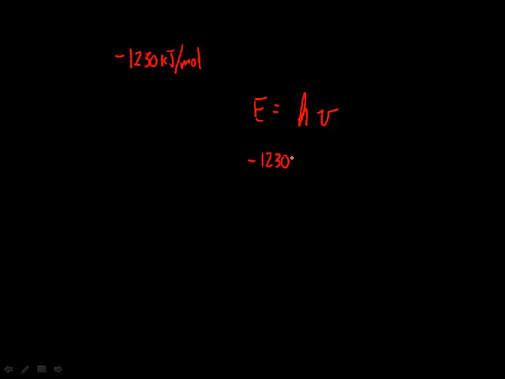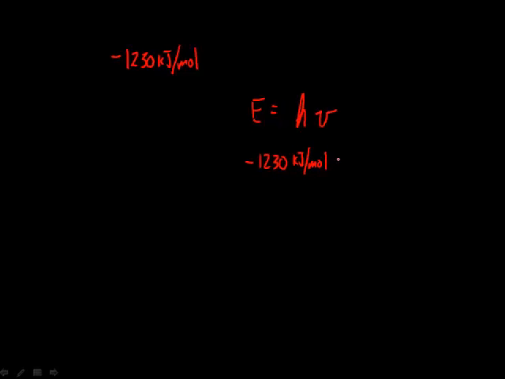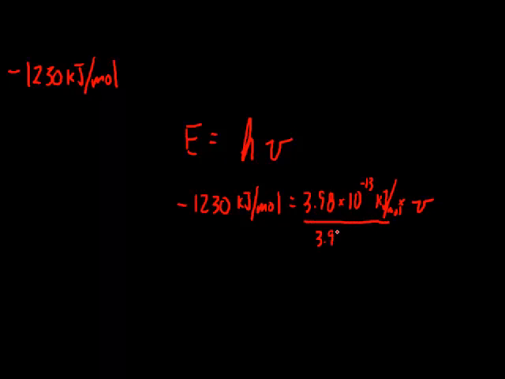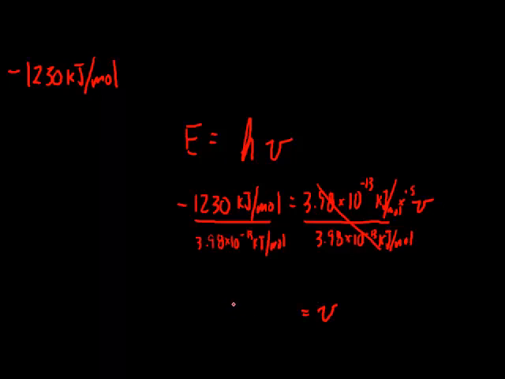So negative 1230 kilojoules per mole. We need the version of h that's in kilojoules per mole, which was 3.98 times 10 to the negative 13th kilojoules per mole. So we divide both sides by that. Frequency is 3.09 times 10 to the 15th, three sig figs is good because we're only going to use three anyhow. That's per second, or hertz.